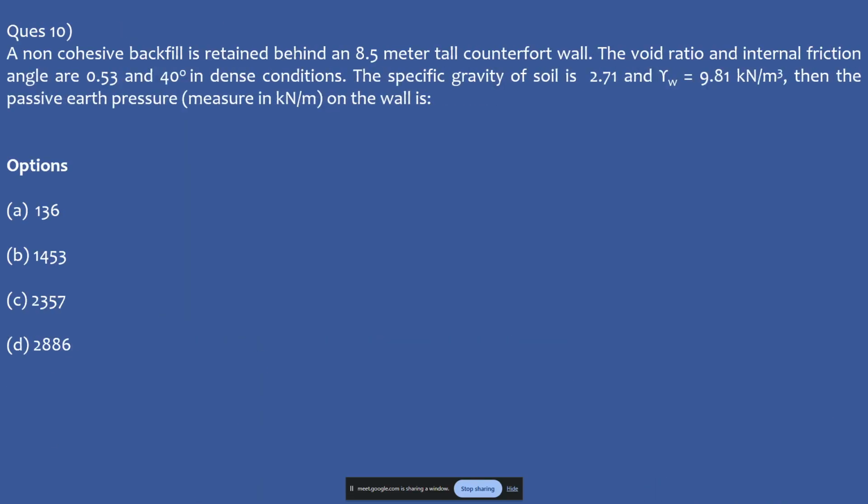You are having a non-cohesive backfill which is retained behind an 8.5 meter tall counterfort wall. The void ratio and the internal friction angle are 0.53 and 40 degrees in dense condition. The specific gravity of the soil is 2.71 and the gamma W value is 9.81 kN per meter cube. Then the passive earth pressure on the wall is... It's straightforward, like we have done a similar thing in the previous question. The only challenge here is to come up with the unit weight of the soil.